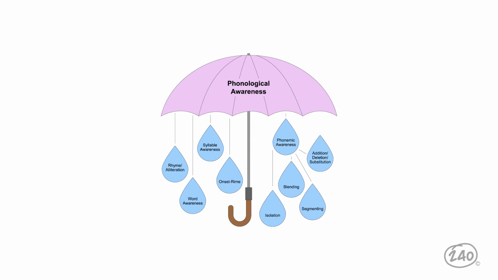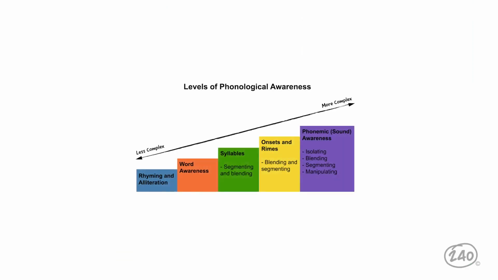Phonological awareness is an umbrella term that includes the ability to hear individual words, syllables, and sounds in spoken language. It involves the understanding that words can be broken into parts. Phonological awareness typically develops in a simple to complex progression. Students move from rhyming and alliteration to phonemic awareness skills.